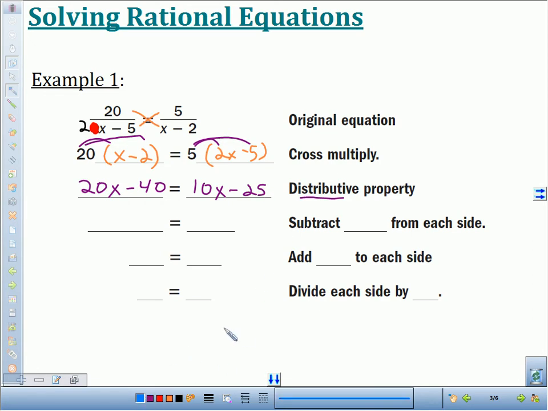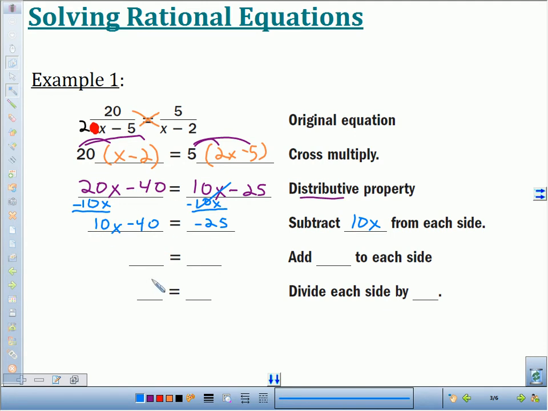Again, a fairly standard equation. We need to get this 10x to the same side as the 20x. And to do that, we will subtract 10x from each side. Now, from this point forward, we are looking at standard solving equation stuff. None of this is new material, so it shouldn't be difficult for you. You should know how to do this.